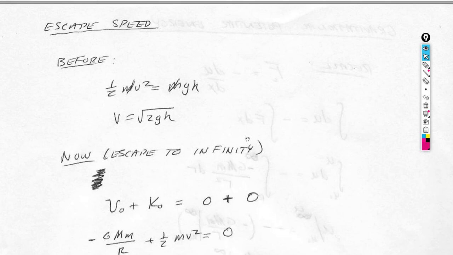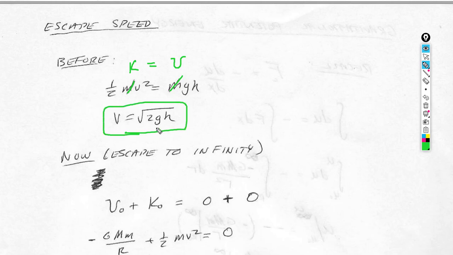Now let's talk about escape speed. Before, when we talked about escape speed, it was pretty simple. Life was simple back then, right? You have all this kinetic energy at the surface, and you turn it all to potential energy. So 1/2 mv squared equals mgh, so v is the square root of 2gh. That was pretty simple. But now that's not the case.